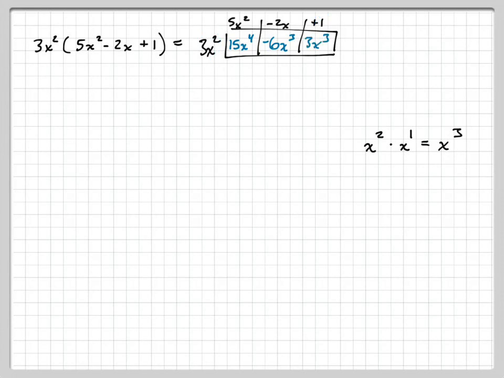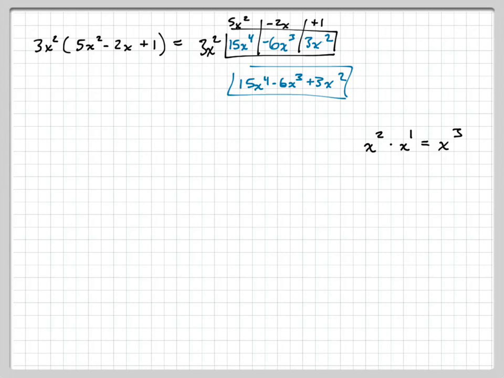So my answer would look like this. 15x to the fourth minus 6x to the third plus 3x to the third plus 3x squared. Sorry, that should not be a 3. It should be a square. So here we just multiplied.